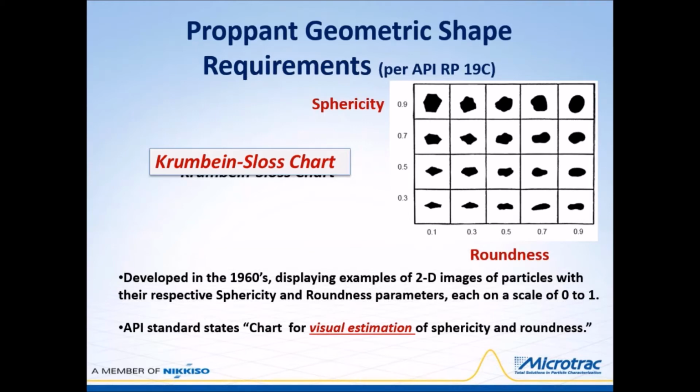But the current official API procedure for making this measurement is decades behind the existing technology of automated 3D image analysis, which could make these and many more shape measurements on thousands times the existing sample size requirements in minutes with no operator visual subjectivity. Note at the bottom of the slide, the standard actually states visual estimation.